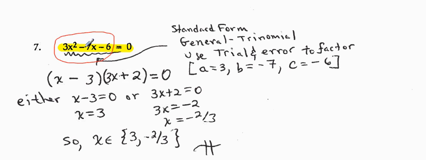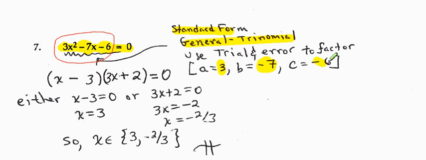Well, if you look at that left-hand side, as it's pointed out, it's already in standard form because the right-hand side is 0. The left-hand side is a general type trinomial, and in order to factor a general type trinomial, we'll use trial and error to factor it. So notice that A is 3, B is -7, and C is -6.